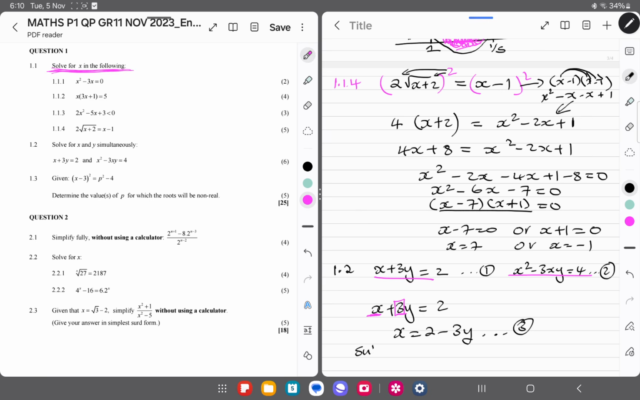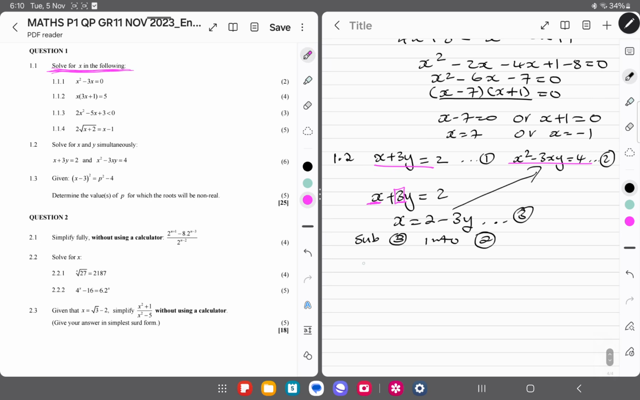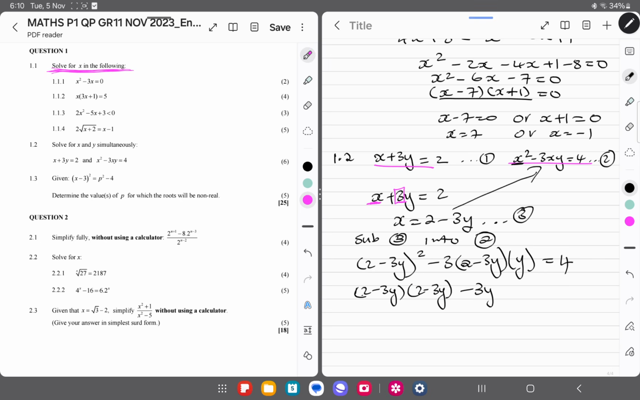I'm going to sub equation 3 into, I need to decide between equation 1 and equation 2, which one I'm going to use. I already used equation 1, so I cannot sub in equation 1. So I have to sub in equation 2. Are we clear? So I'm taking this x to that equation. So now, where I see x, I put there 2 minus 3y, squared, minus 3 times 2 minus 3y, and then y equals to 4. Then this will be 2 minus 3y, 2 minus 3y, minus 3y, 2 minus 3y equals to 4.